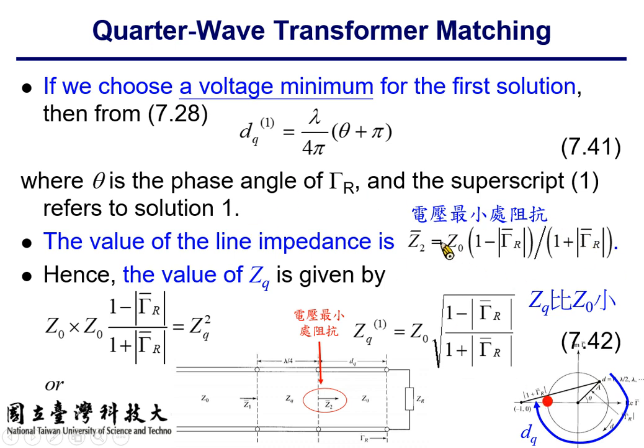So this equation is the impedance at the voltage minimum position, where the magnitude of gamma r is a fixed number, as long as you have fixed the value of the termination. But anyway, for this solution, you will have minimum voltage. You will have the smallest real input impedance, which is also a real number. Then the value of ZQ can be found like this.